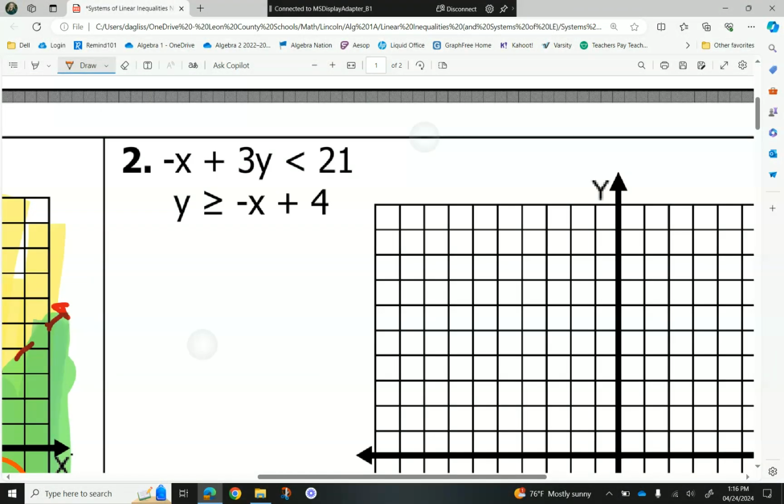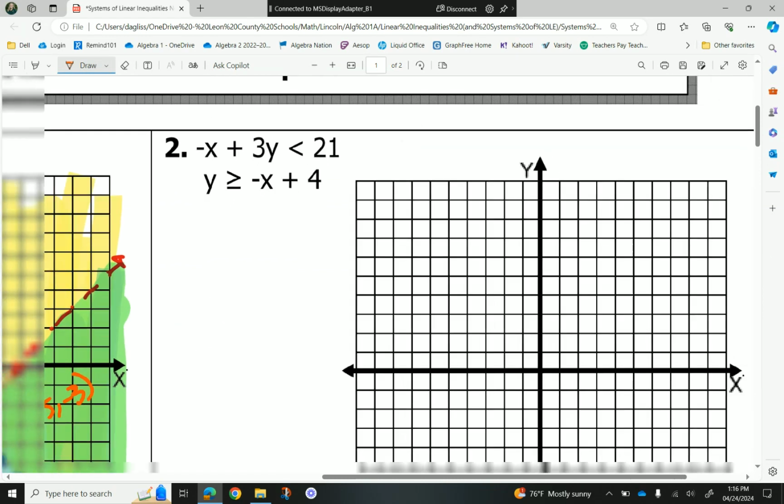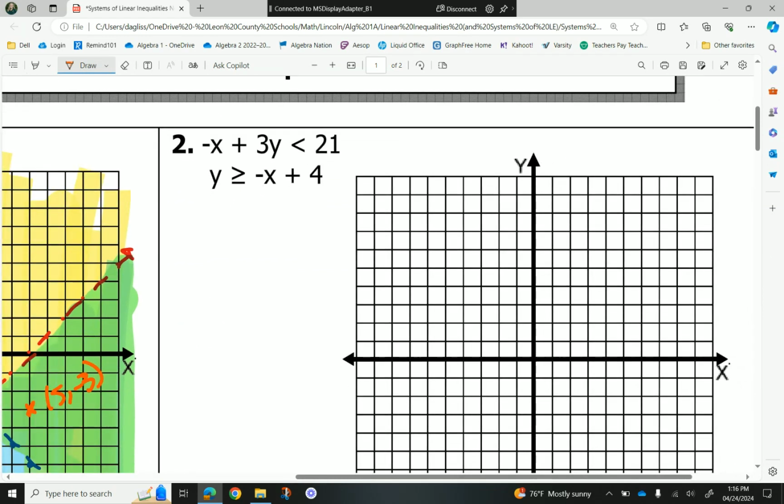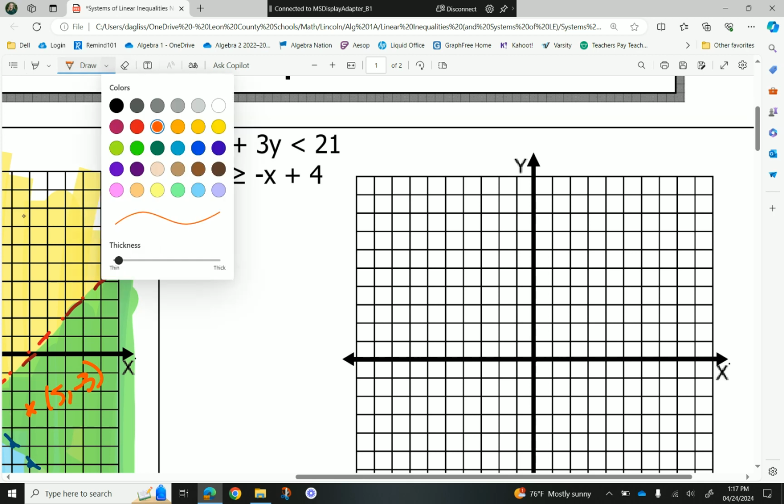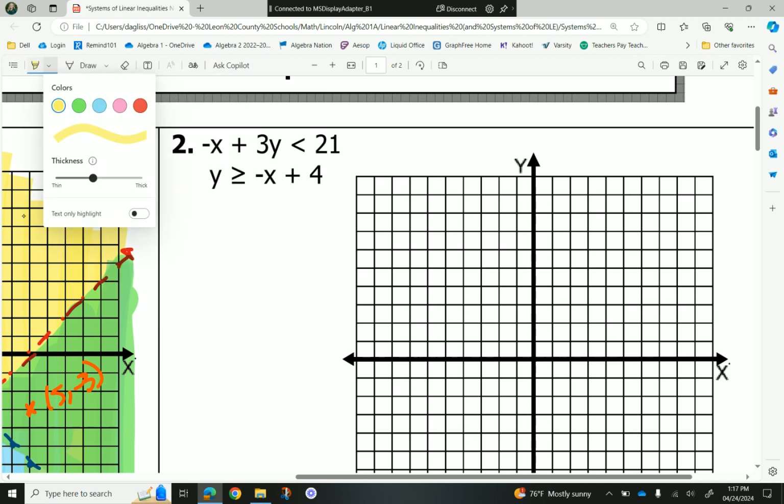What's that? I'm sorry? No, you can use whatever you want to. Nope, as long as you can tell where they overlap. All right, so number 2. I have -x plus 3y is less than 21, and I have y is greater than or equal to -x plus 4. Okay, so like last time, let's start with our first one.